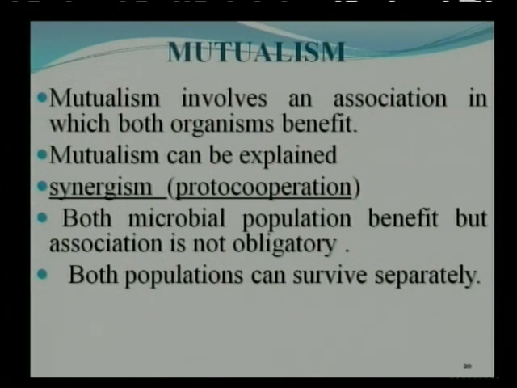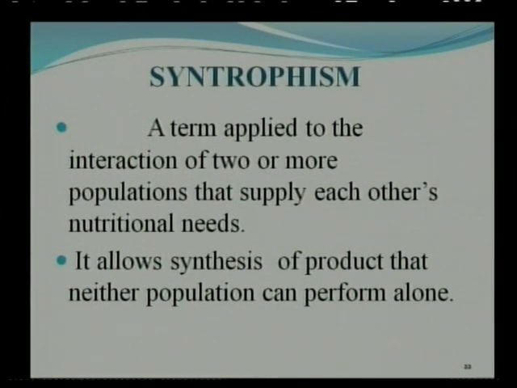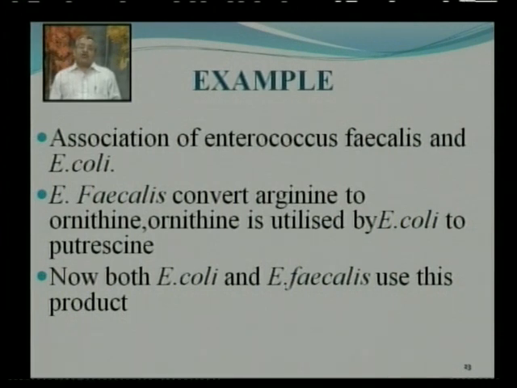Now let us look at another one, that is syntrophism. Syntrophism is the association between two or more microbial populations which are living together. Here the important thing is that individual organisms are unable to utilize the nutrients, so each organism's involvement becomes essential. A typical example is arginine. Arginine is not utilized by either Enterococcus faecalis or E. coli; both organisms are unable to utilize it.